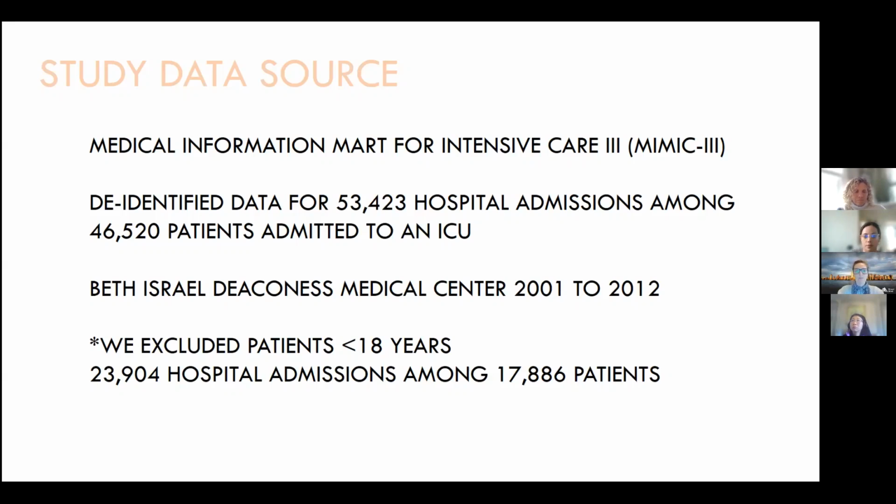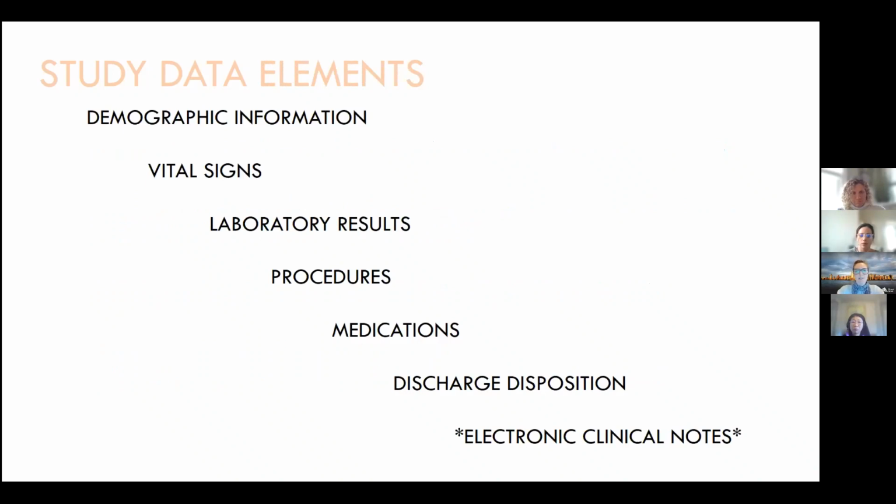For our analyses, we excluded patients who were less than 18 because we were specifically looking at adults. So our analyses included 23,000 hospital admissions for close to 18,000 unique individual patients. The data elements available in the MIMIC-3 include a combination of structured data from the electronic health record and also electronic clinical notes. The structured data are all the things you would expect: demographics, vital signs, labs, procedures, medication, and discharge disposition. But the thing we were really using for this study is the electronic clinical notes.